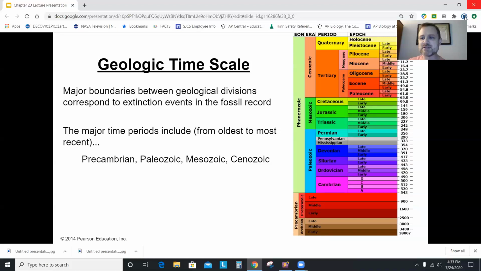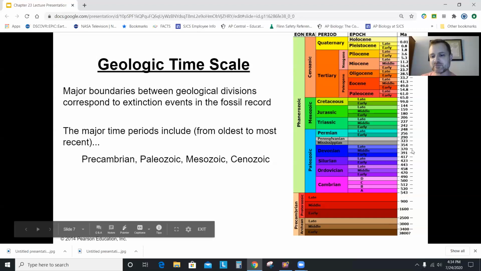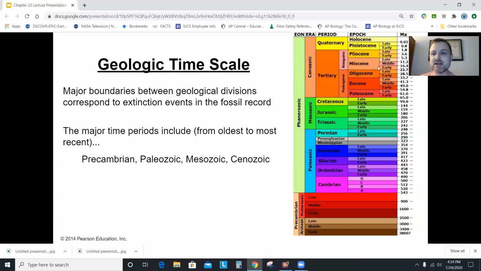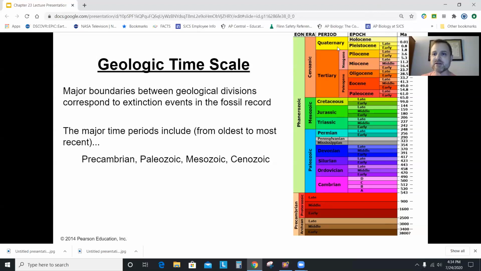So the main epochs in Earth's history. On this chart on the right-hand side, this is millions of years ago. Right now we're in the Holocene. The four major time periods are the Cenozoic, the Mesozoic, the Paleozoic, and the Precambrian. You subdivide these into other periods, I should say.